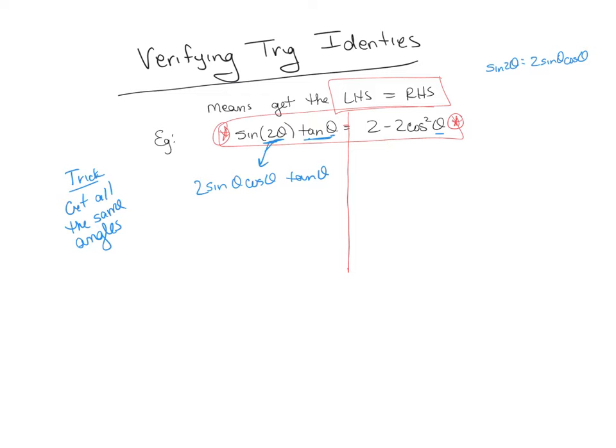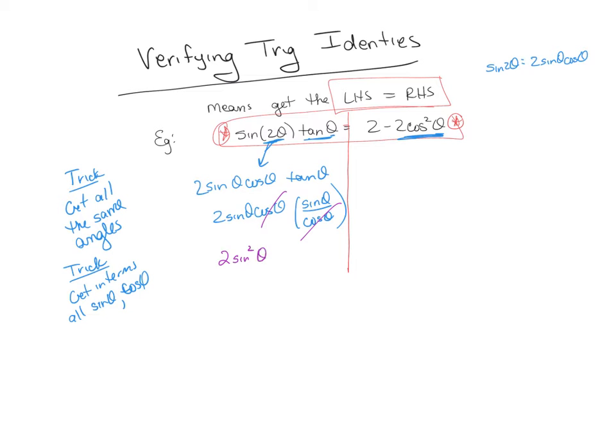Well, next trick is to get everything in terms of all sines and cosines. I don't have a tangent on the right-hand side, so let's convert that tangent into sines and cosines. So I have 2 sine theta cosine theta times tangent, and that would be sine theta over cosine theta. Now let's keep going. Let's simplify here. My cosine cancels out, and I have a 2 sine squared theta.